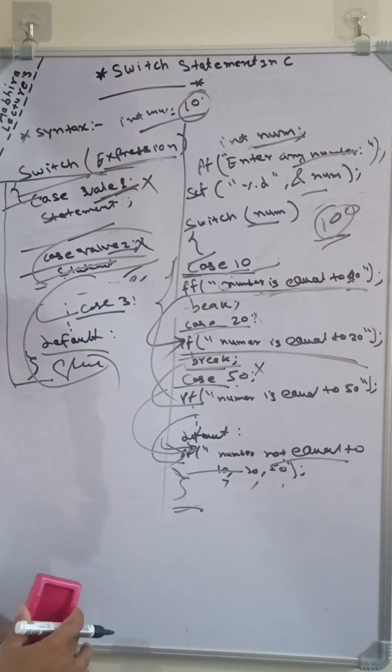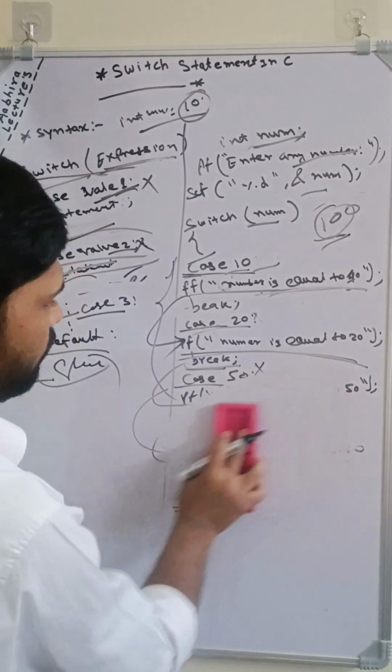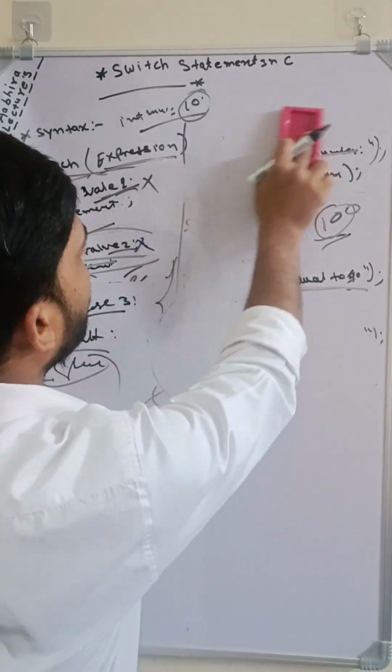We will take the example of char. This was for integer; now I will explain the character. I will take an example.